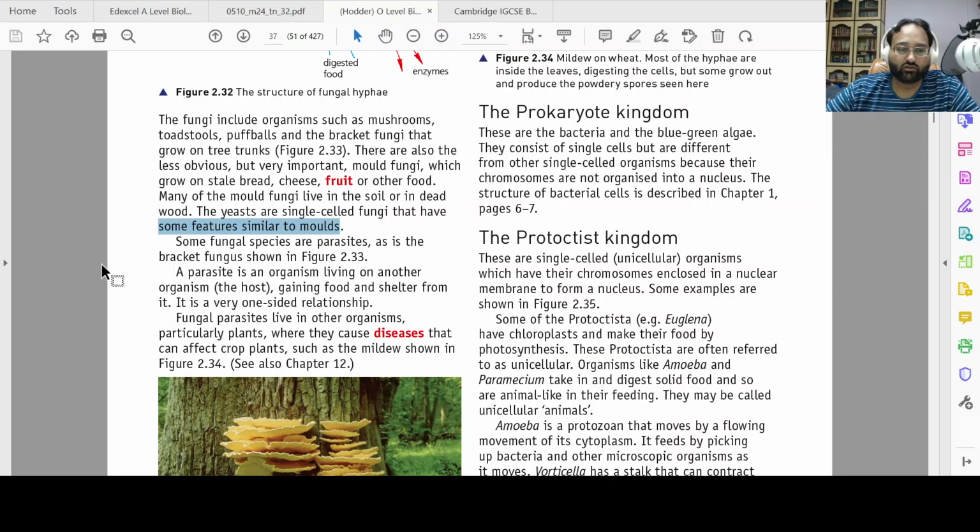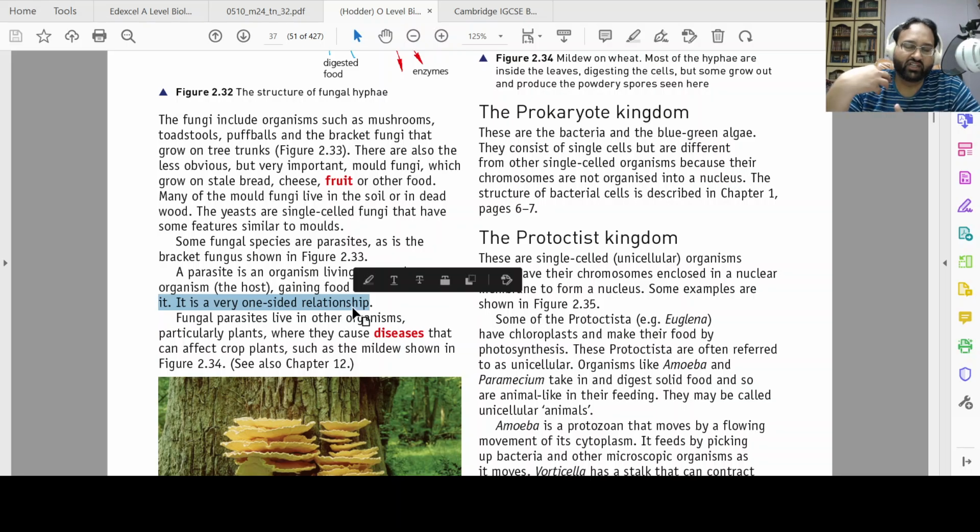And so, you eat mushrooms that are fungi, you use fungi in baking, right? So they are useful as well, making use of other organisms. Some fungal species are parasites, such as the bracket fungus we talked about. So what is a parasite? A parasite is an organism living on another organism, gaining food and shelter from it. It is a one-sided relationship. So the parasite is benefiting, and the host is being harmed by the parasite.